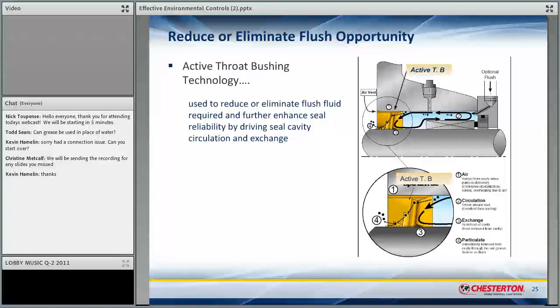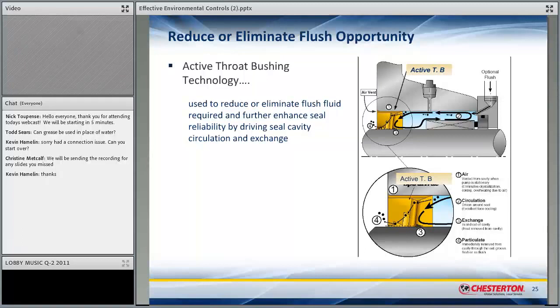One of the strategies used to reduce or eliminate flush is what's called active throat bushing technology. Active throat bushings are used to reduce or eliminate the flush fluid required and further enhance seal reliability by driving seal cavity circulation and exchange. That's a mouthful.